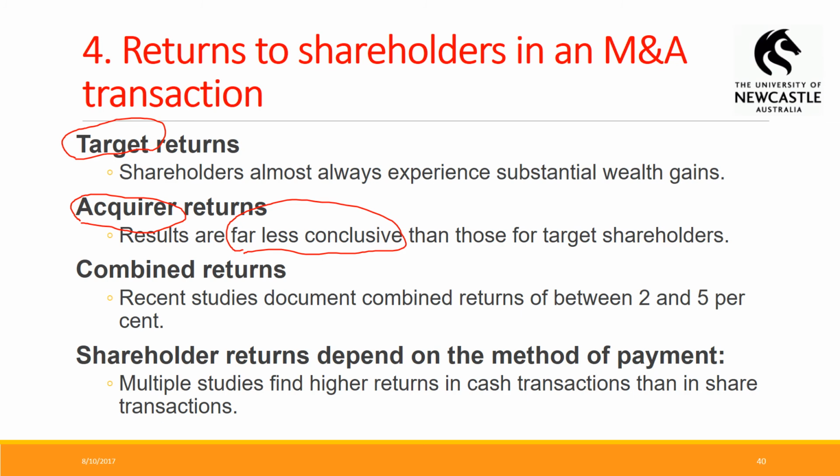We also look at the combined returns. Overall, the combined returns are positive, between 2 and 5%. But as we mentioned before, this is probably attributable to target shareholder returns, not the acquirer shareholder returns. Also, the shareholder returns tend to depend on the method of payment. For target shareholders, normally the return is higher in a cash transaction compared to a share transaction.